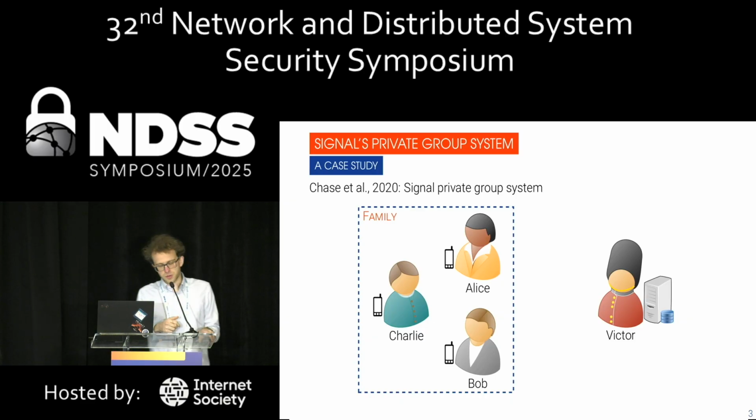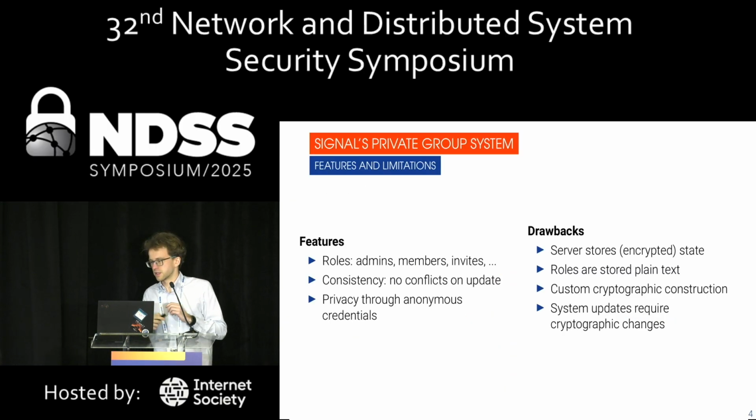Now this comes with a few advantages and disadvantages. Signal actually wanted this for the consistency, but also because they wanted to introduce a whole lot of new features to the group system. For instance, they wanted to support a distinction between admins and regular members. Admins can update the name, the description, and the member list of the group, while members can't, they can just send messages.